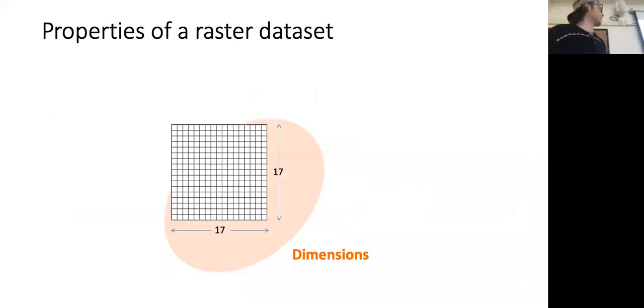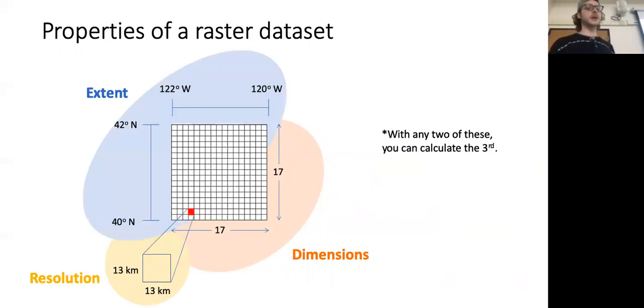There's a few properties of a raster data set that we need to introduce before we actually play with rasters. The first is dimensions. Every raster data set has dimensions, whether it's a picture that you took with your camera or some piece of satellite imagery that you downloaded. That's just the number of rows and the number of columns that we have in the data set. But if we're working with geospatial raster data sets, there's a few other components that we need to think about.